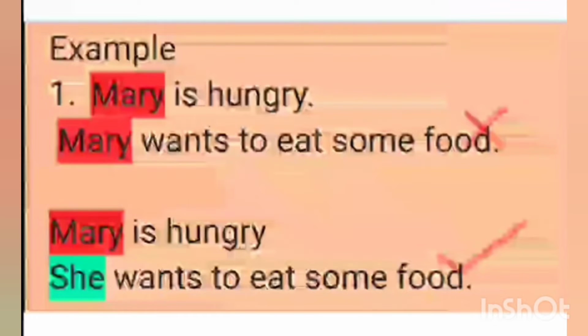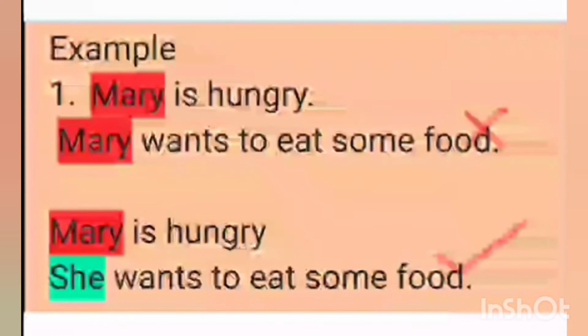Our first example, Mary is hungry. Mary wants to eat some food. The first sentence itself shows that we are talking about Mary and she is hungry. So we know that as a person is hungry, she will be eating some food. In the second sentence, there is no need of repeating the noun Mary because it is already understood that we are talking about Mary. So in such cases, we can replace the noun with an appropriate pronoun. The right use of pronoun is like this: Mary is hungry. She wants to eat some food. This is how a pronoun replaces a noun.